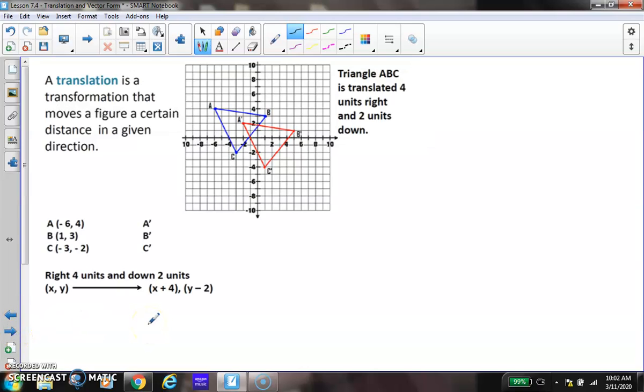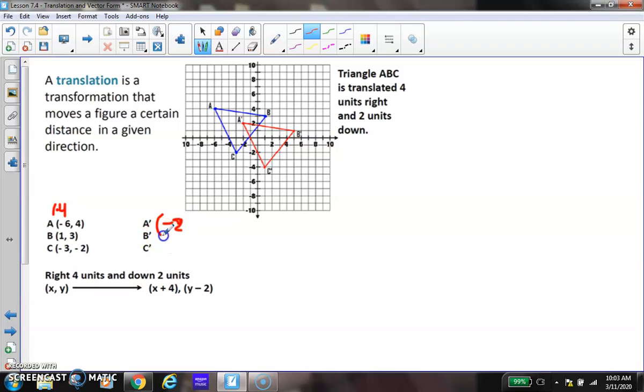A translation is a transformation that moves a figure a distance in a given direction. So for example, if I take a look at the blue triangle, triangle ABC, with the ordered pairs -6, 4, 1, 3, and -3, -2, I'm taking that blue triangle and I'm moving it 4 units to the right and 2 units down. So since I'm moving to the right, it's a positive direction, so I'm going to be adding 4 onto every single one of my x values. So instead of it being -6 for the new coordinates for A prime, it's going to add 4 to it because I'm moving in a positive direction. So that means it's going to be at -2.